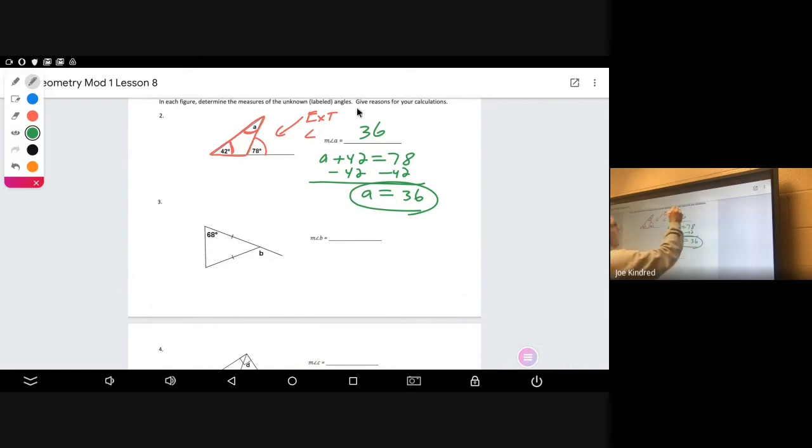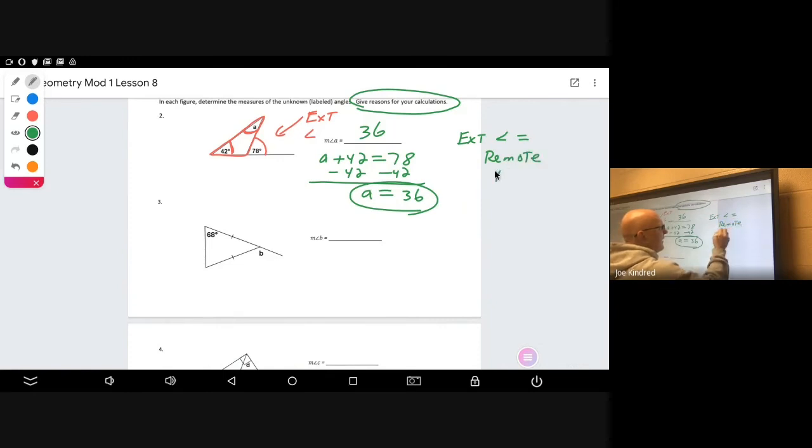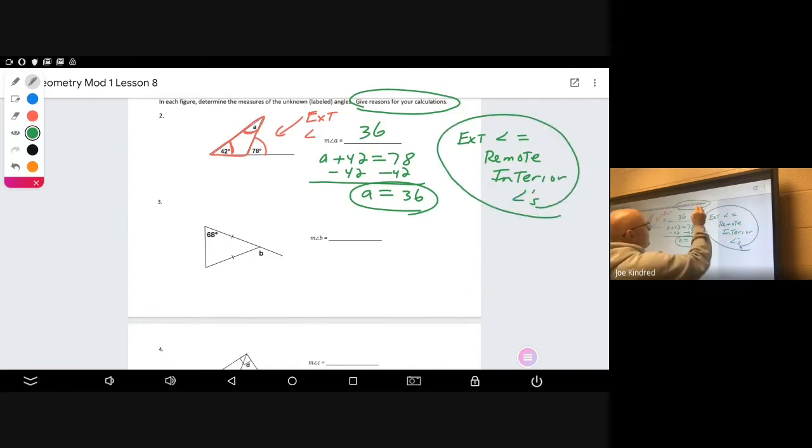It did want us to give the reasons here. And so the reason that I'll be stating is: exterior angle is equal to the remote interior angles. Now I'm going to abbreviate, but that's the reason right there.